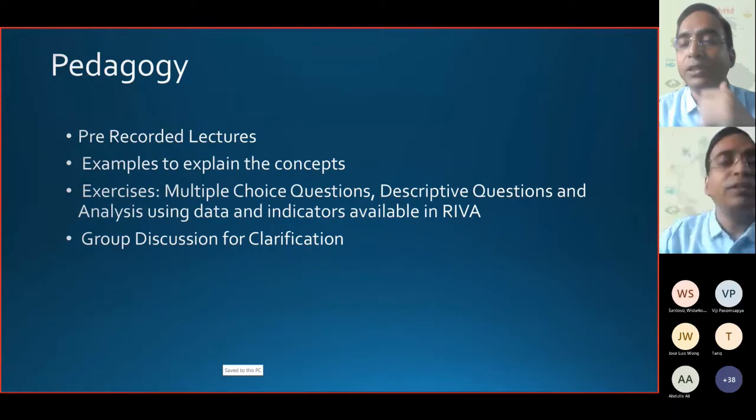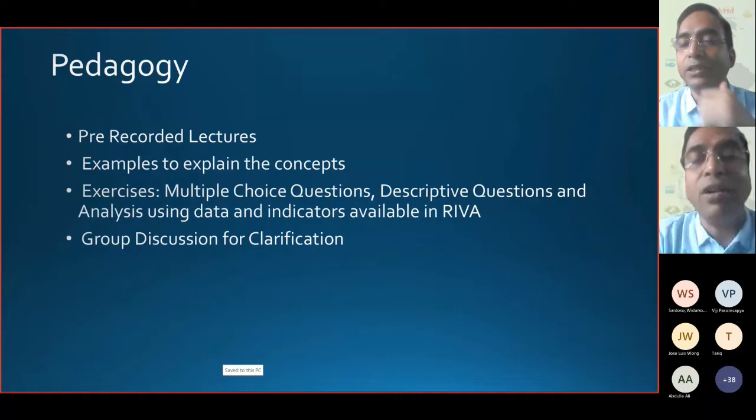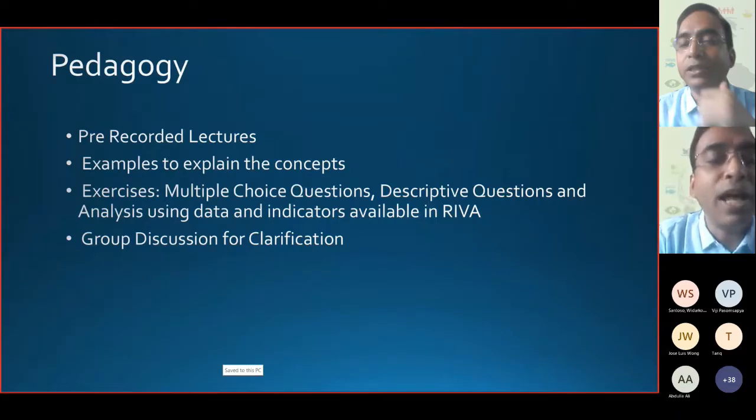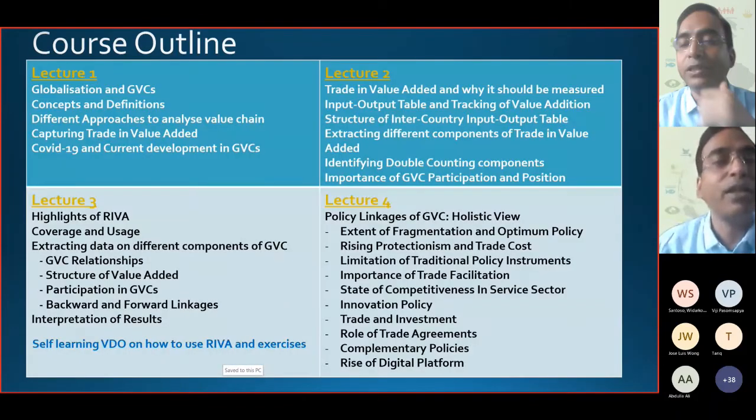So in the pedagogy, we have pre-recorded lectures which participants will get. Each lecture is roughly an hour long, and a lot of examples are given, and some concepts are also explained. At the end of every recorded lecture, there will be multiple choice questions, some descriptive type questions, and analysis using data and indicators available in Riva. And then there will be one more session in which we'll have group discussions and some clarifications, which is basically a kind of doubt clearance session. So there will be four major sessions here.